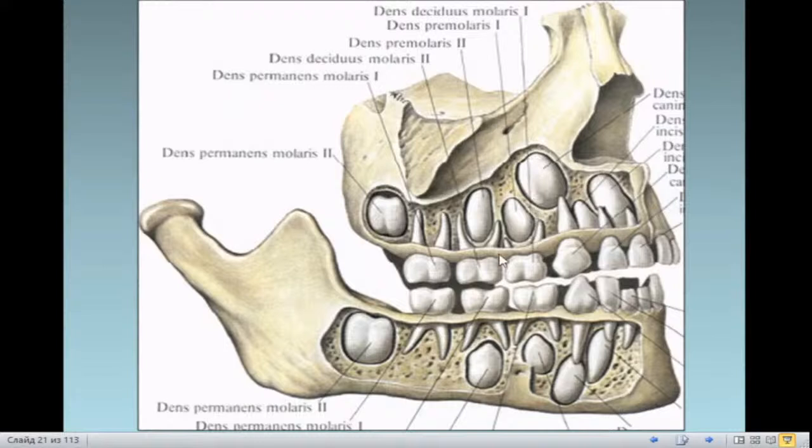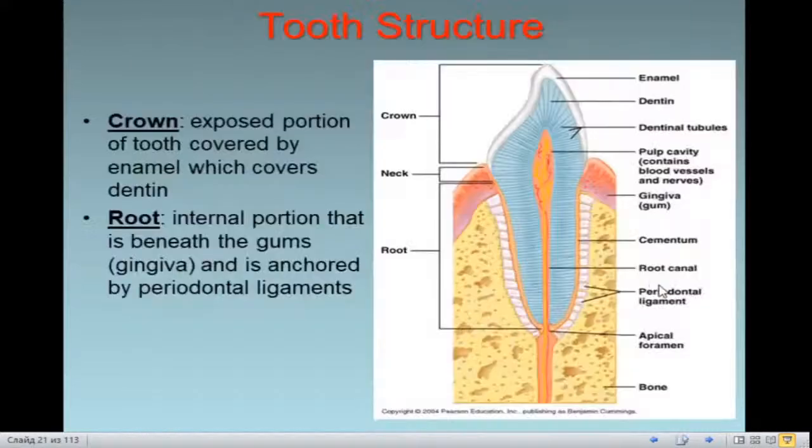Here you can see that person, that's a kid. The buds for permanent teeth are inside the jaws, maxilla and mandible, and the milky teeth are erupted. As for the structure, the tooth has the crown that we can see and the root that is inside the gum and alveole. The alveole belongs to the jaw.